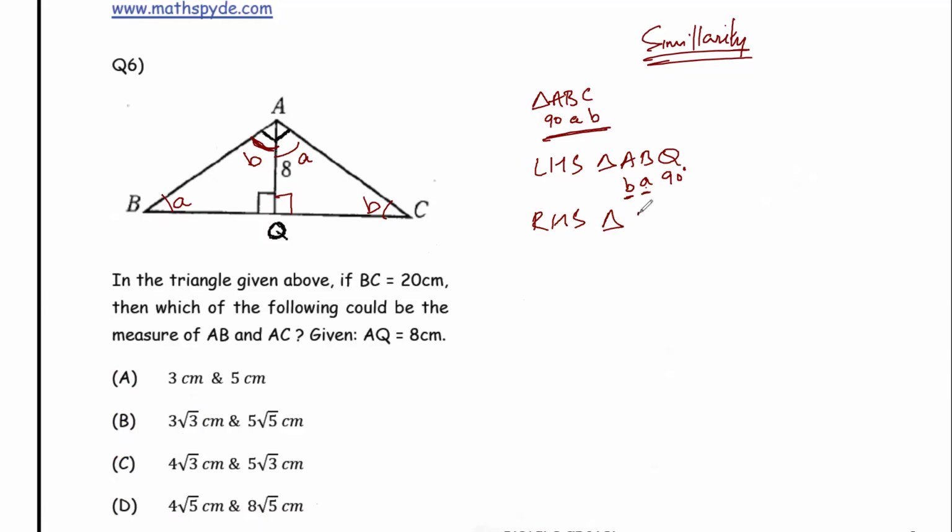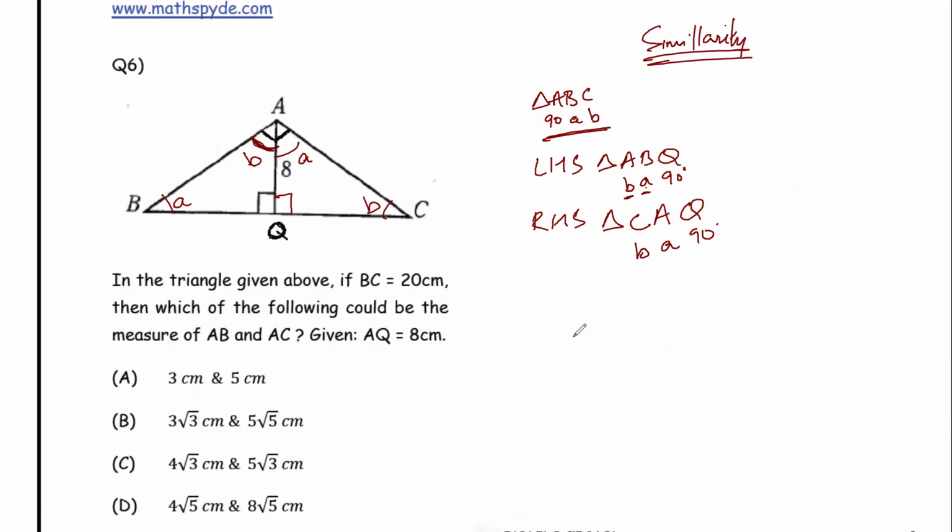Triangle ACQ. I'll write it down in the order of B, A, 90. So BCAQ. Because under C we need a B, under A we need an A, and under Q we need a 90. This is just to show you that all the three triangles, left hand side, right hand side, and the big one, are all similar to each other.